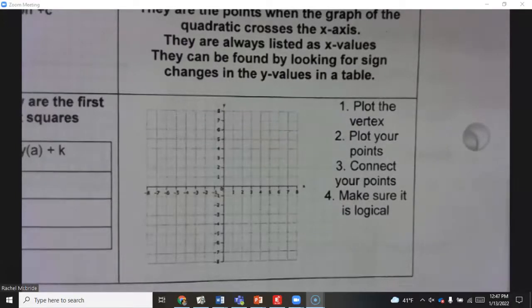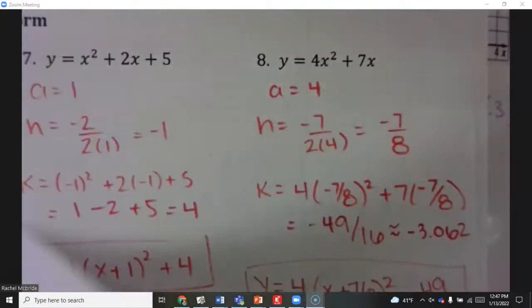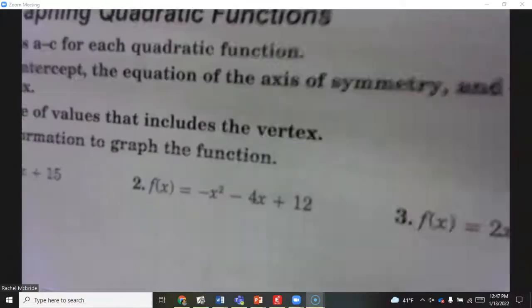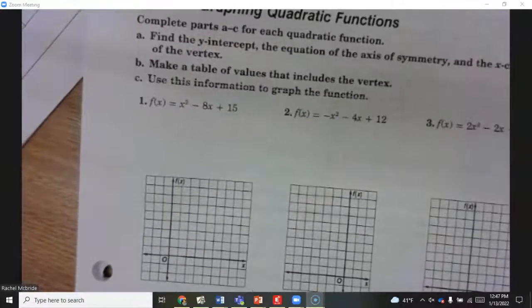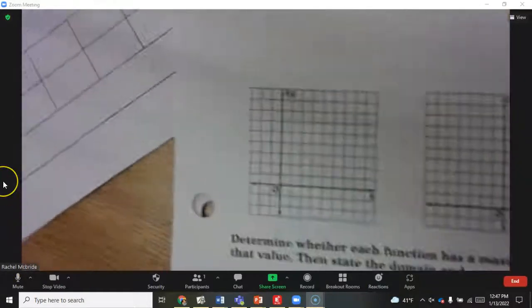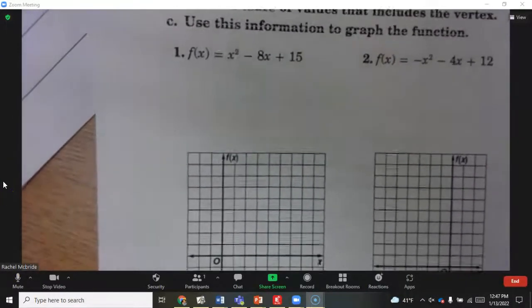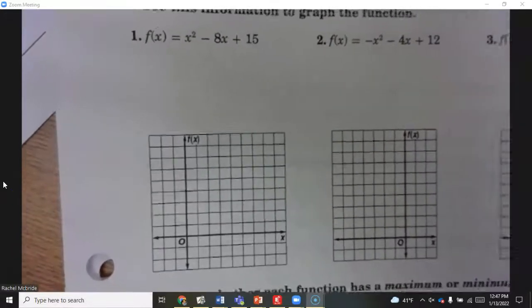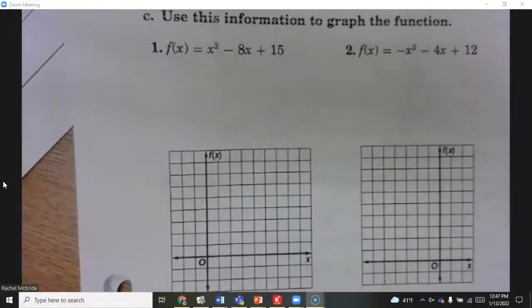Okay. So let's look at a couple examples then. So we have f of x equals x squared minus 8x plus 15. So what we're going to do is use our equation to find h and k. So go ahead and do that now. Find h and k.